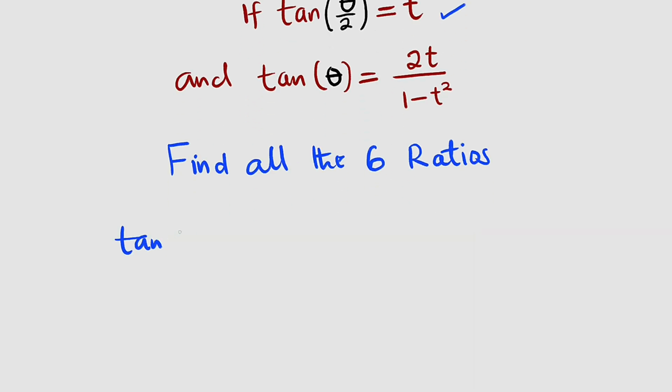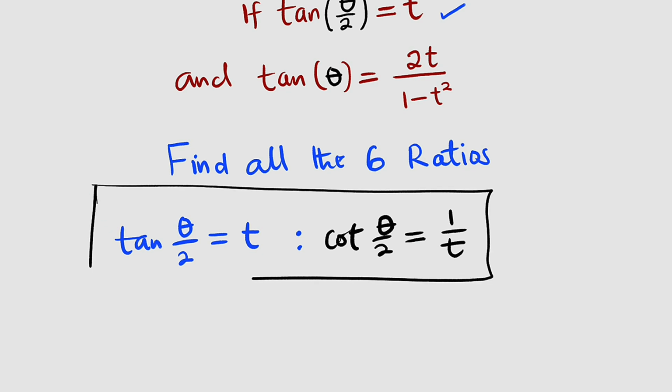We are given that tangent of theta divided by 2 is equal to t. From here, I can find cotangent, right? Cotangent, which is the reciprocal of tangent. Cotangent of theta divided by 2 is just the reciprocal of t, which is 1 divided by t. So this is the first one.